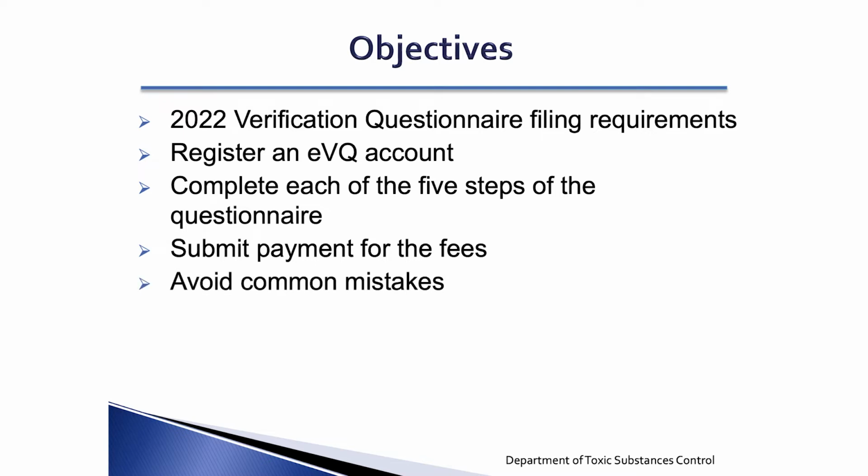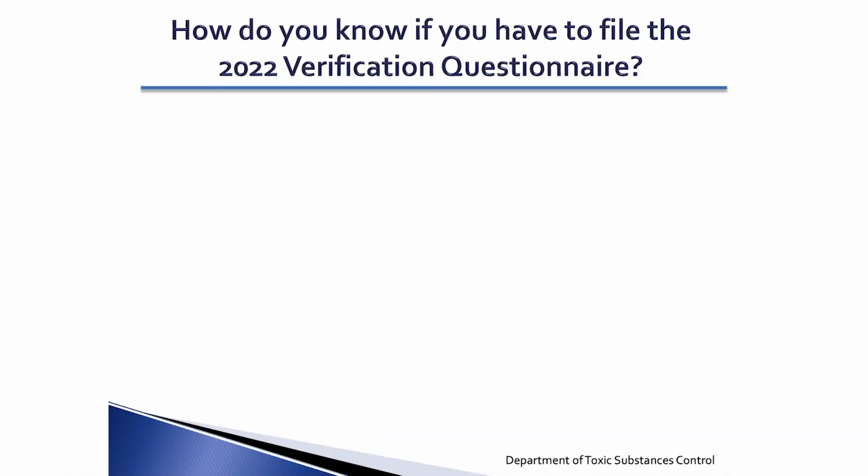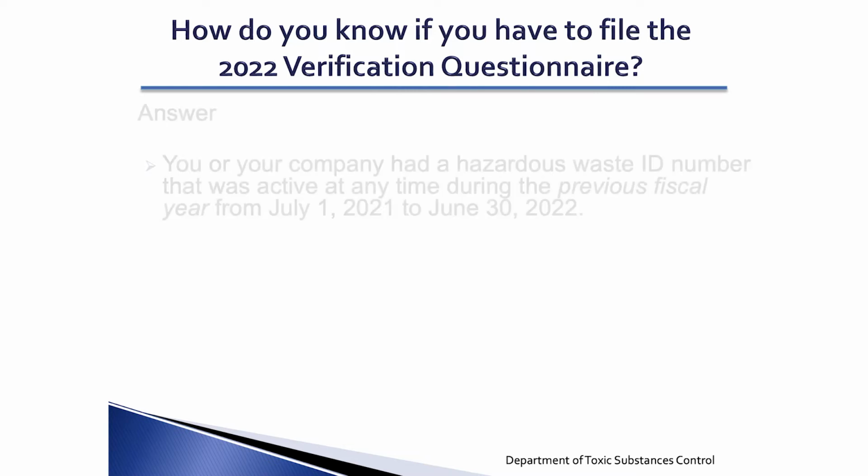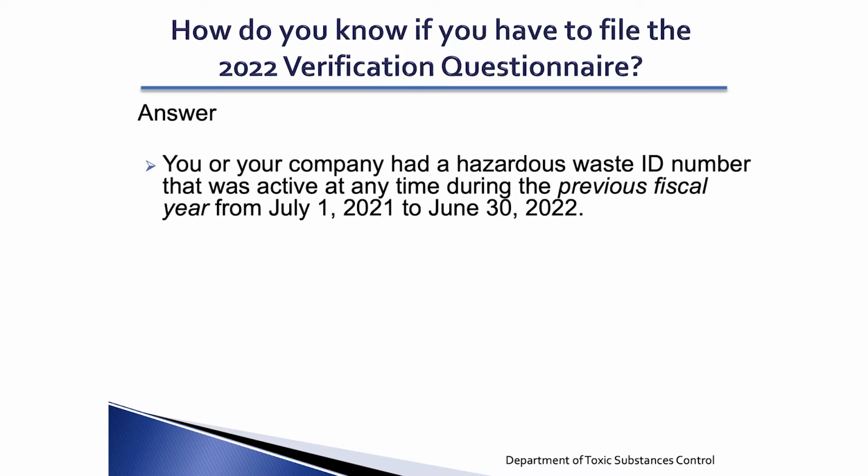Let's start with the verification questionnaire basics. How do you know if you're required to file the 2022 verification questionnaire? The answer is, you or your company had a hazardous waste ID number that was active at any time during the previous fiscal year, from July 1st, 2021 through June 30th, 2022.